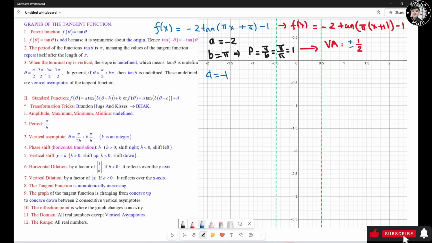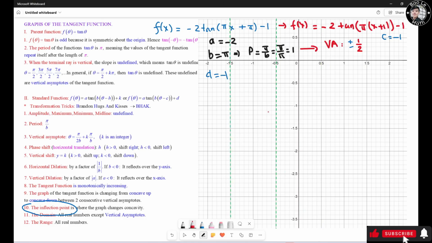Next, you need to locate the inflection points. After you have the 2 vertical asymptotes, now you need to look for the horizontal shift. Horizontal shift right here, c equals negative 1. c equals negative 1 is a shift to the left 1 unit. So you just shift the 2 vertical asymptotes right here 1 unit to the left. So it turns out to be like this.